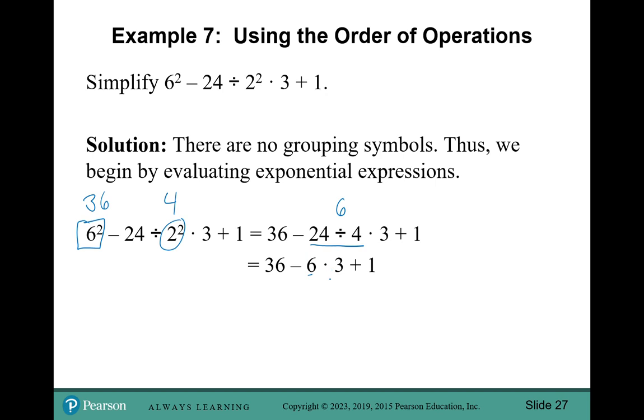Still working left to right, our next thing to do is the multiplication. The reason we did the division first is that you do multiplication or division depending on which occurs first, working left to right. That division occurred first, and there were no parentheses indicating otherwise. That is why we divided first. Now the multiplication came next, and we're going to do negative 6 times 3. That's why we get the negative 18 here.